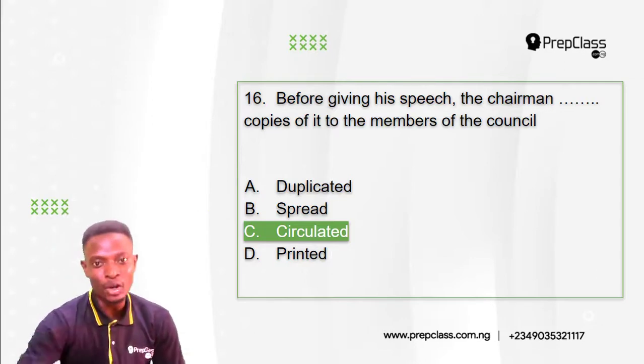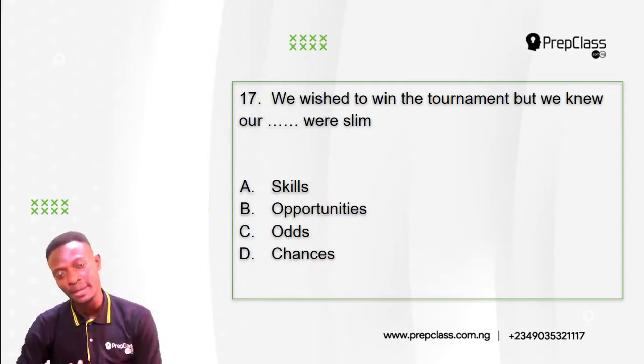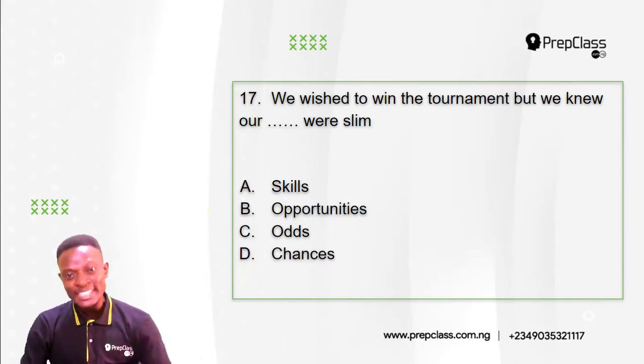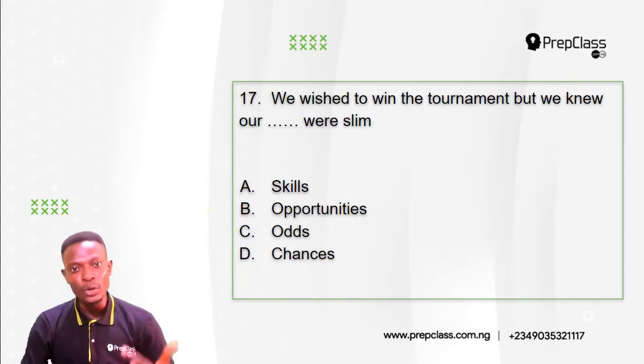Right. Moving on to the next question, question 17. Remember, we had to select the option that best completes this sentence. Question 17 reads: we wished to win the tournament, but we knew our dash were slim.